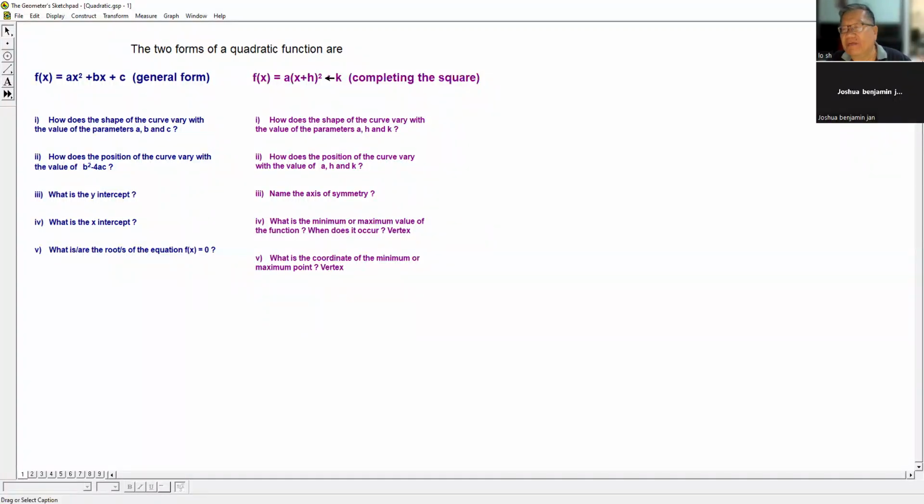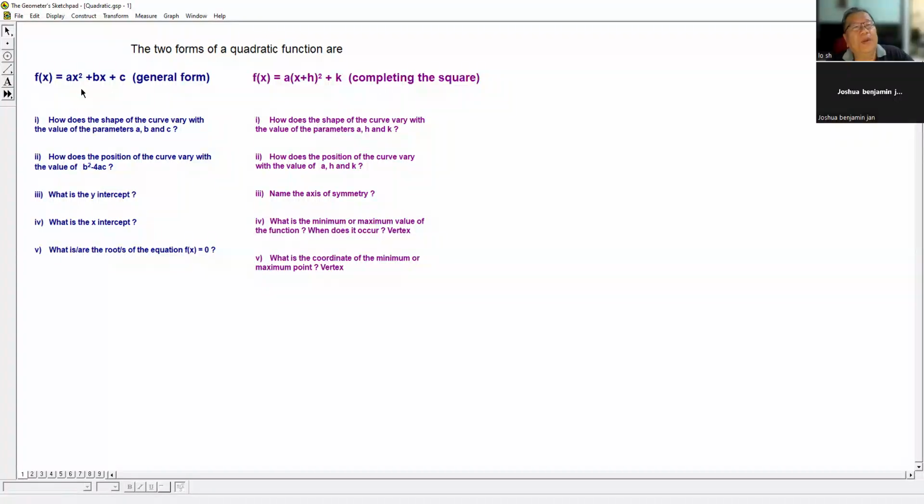Now, each of these forms has its own usefulness. In this form, ax squared plus bx plus c, you can actually see the y-intercept from the equation. The c is the y-intercept. Another usefulness of this form is you can equate this to 0, make the y equal to 0, or make the f(x) equal to 0. Then you can obtain a quadratic equation. By solving this quadratic equation, you can find the x-intercept.